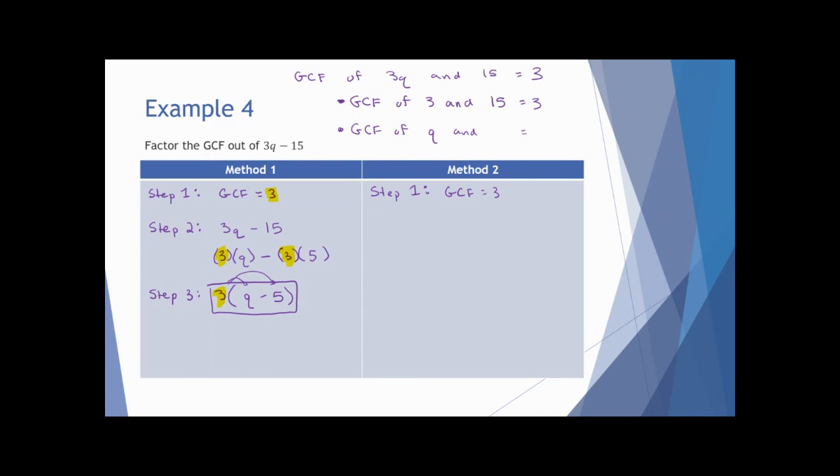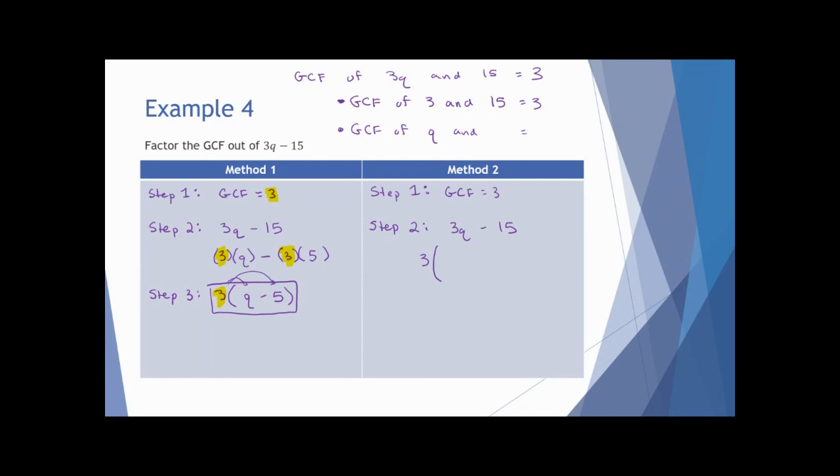So method 2 is my method. First step is the same. You need to find your greatest common factor. Step 2 is you write your greatest common factor in front. You create parentheses. Actually, let me start with what we have. We have 3q minus 15. I'll start with it. That's what we have.